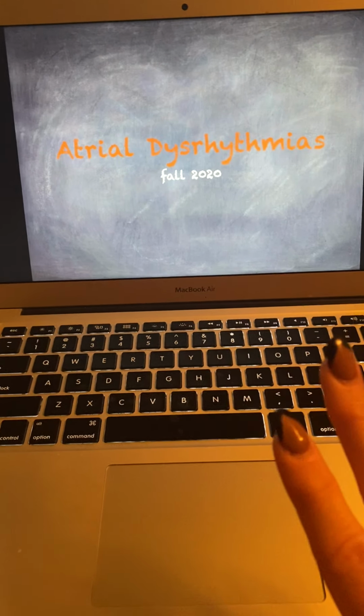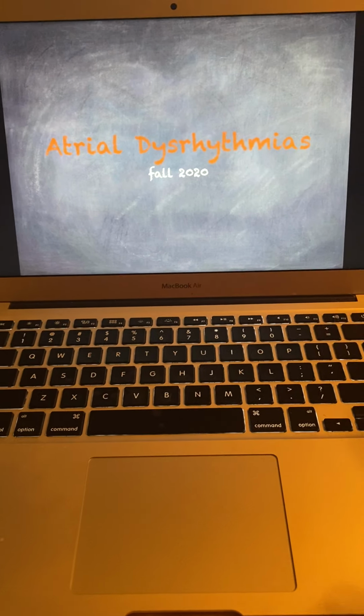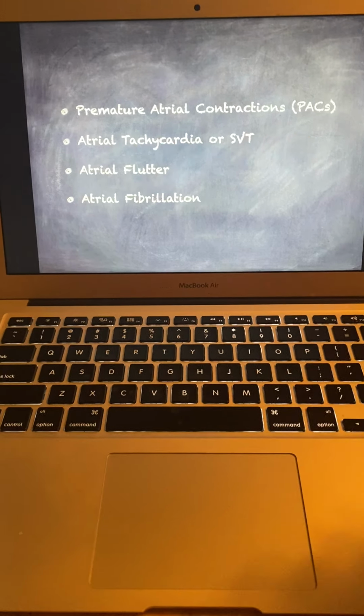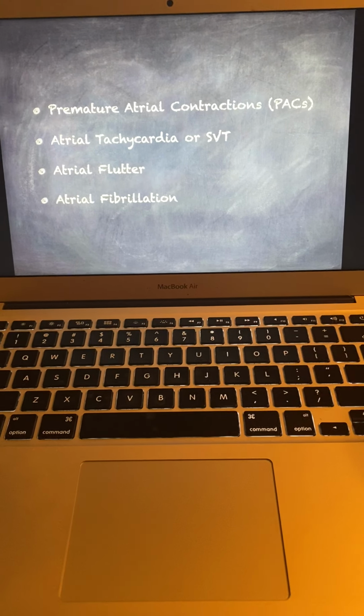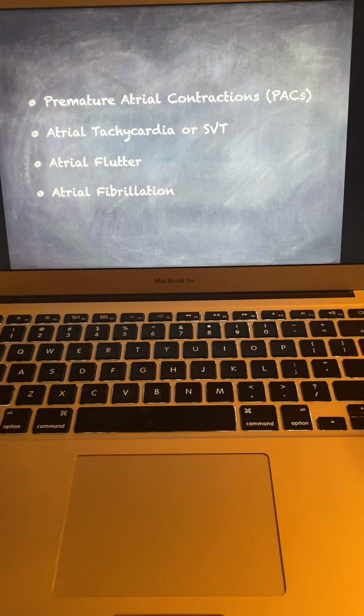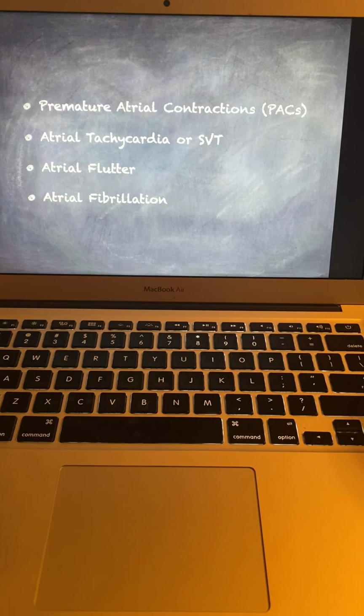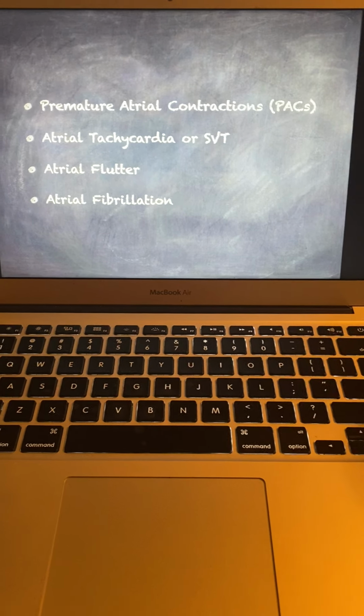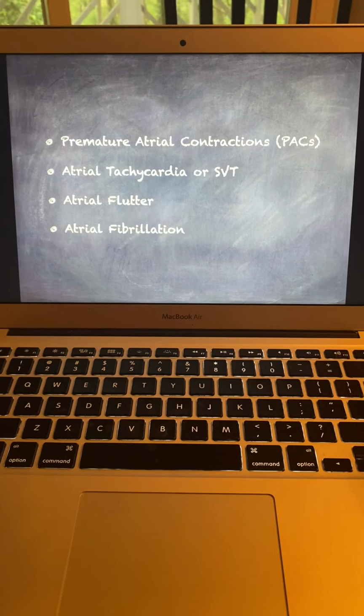So for this PowerPoint, we're going to be talking about atrial dysrhythmias. These include premature atrial contractions, which we call PACs, atrial tachycardia or SVT, atrial flutter, and atrial fibrillation.